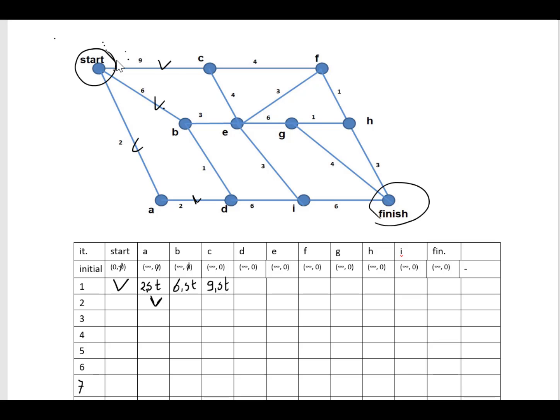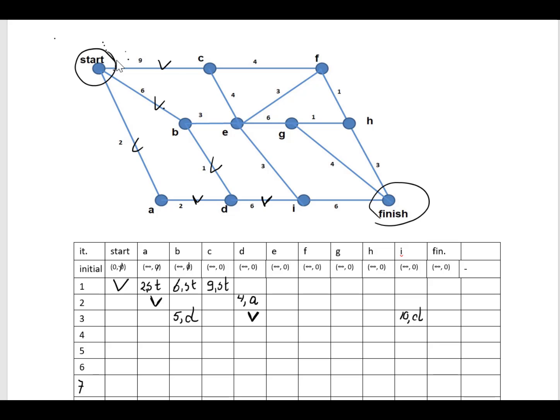From A we can only go to D, because we only use the unused edges, so we don't go back to our starting point. So from A we can continue to D with 2, so 2 plus 2 is 4, and we're coming from A. Consider the smallest one so far, that is D. From D we can go to I with 6, so that is 10, coming from D. And from D we can go to B with 1, so that's 4 plus 1 is 5, that's the smaller one. So we replace the 6 with 5 coming from D.